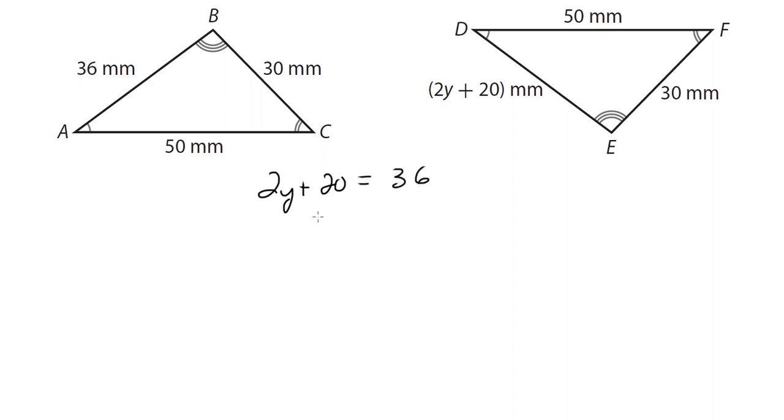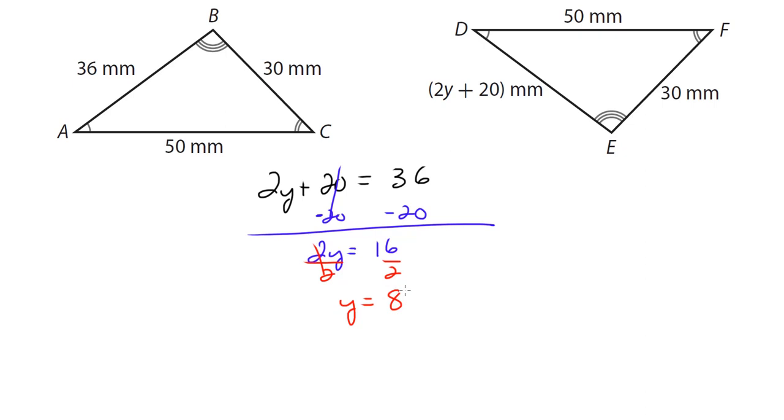And we solve. So we're going to subtract 20 from both sides. We get 2y equals 16. And then we divide both sides by 2. And we get y equals 8. So the value y needs to have in order to make both of these triangles congruent is y must equal 8.